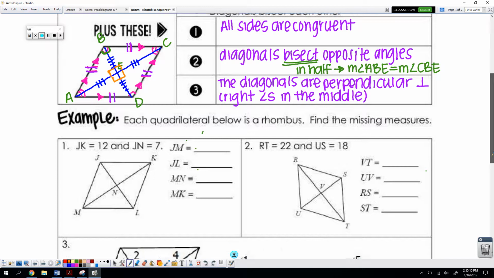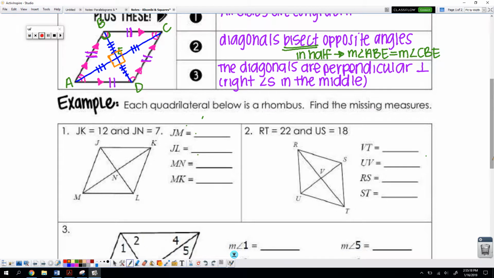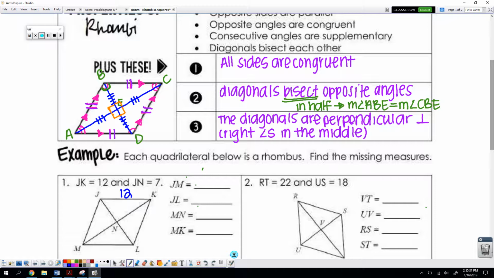Now let's move on to some of the examples. What we're going to do is use those facts that we were just talking about. It says that JK is 12. So let's do 12 for JK. And let's use that first fact from up there. It says all sides are congruent. That means that we have 12 here, 12 here, and 12 here. It then tells us that JN is 7, which means that NL is also 7. Those are both 7. So we can fill in the things that we know.